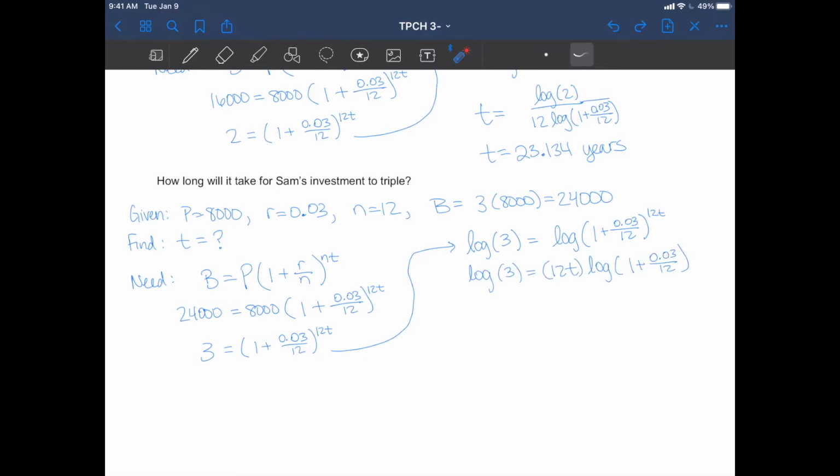I'll do that. I'll divide everything, and I'll get my t-value as such. Okay, so remember, this is just a number, and it's being multiplied by 12. So to get t by itself, I'm going to divide both sides by that. Okay, when you plug this into your calculator, you're going to get about 36.7 years. Okay, and again, I'm just using 3 decimal places because it is more accurate. But yeah, this is how we figure out how long it will take for Sam's investment to triple.